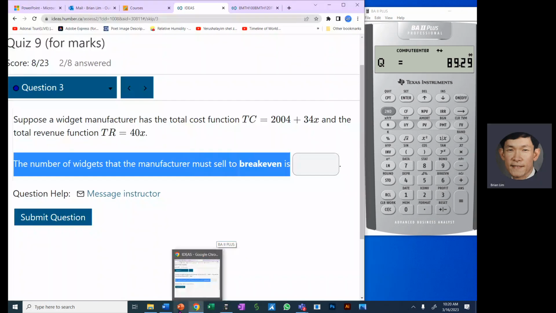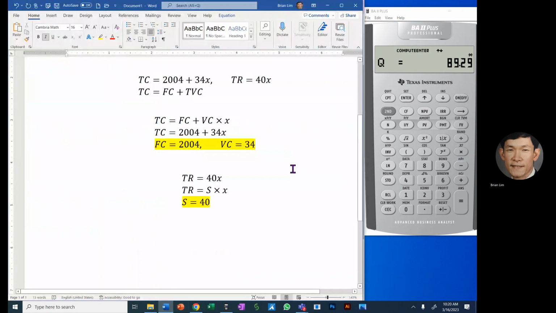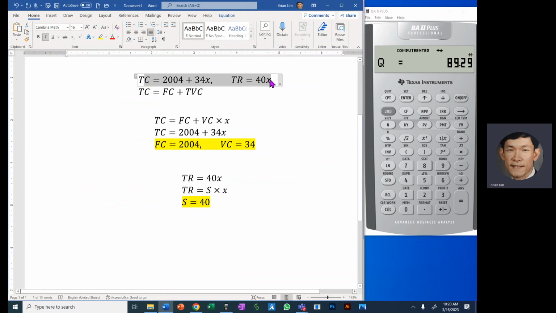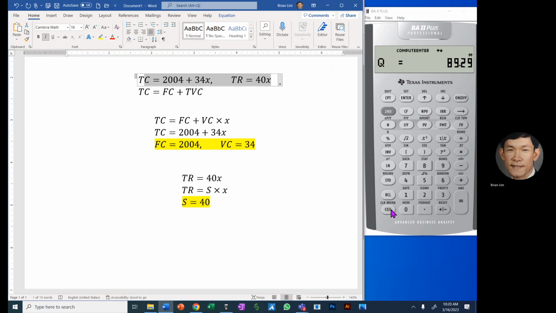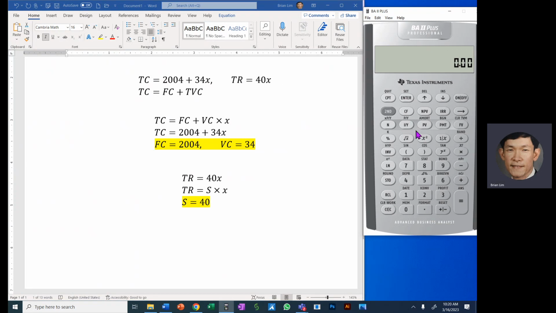Okay, so we have the fixed cost and we have the variable cost. We're given the expression for total cost and total revenue. So it's from that we extract the information for the fixed cost, the variable cost, and the selling price. So let's go. We are in the menu already, but in case you forgot how to get in there, you click on second, and this number 6 above that is break even.